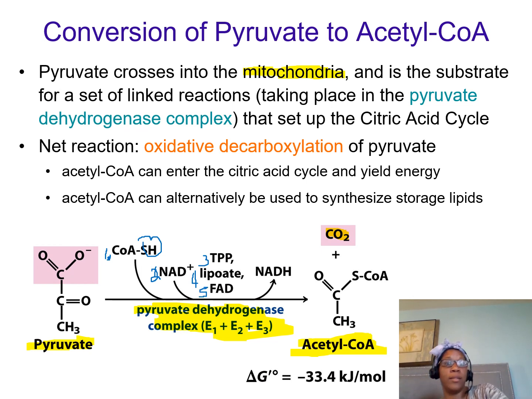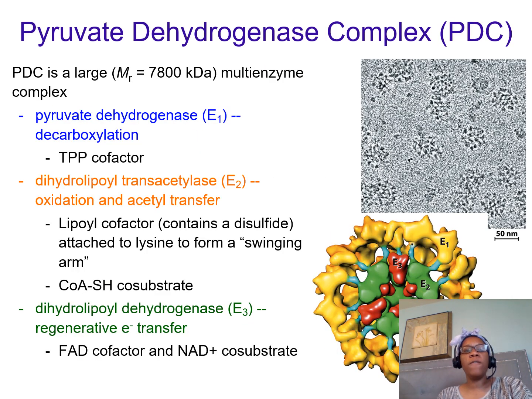So it doesn't seem like a lot is going on. You're just going from pyruvate to acetyl-CoA, but it's a very complex set of reactions utilizing 3 different enzymes and 5 different coenzymes. And so we'll go over each of those individually. How do we get from pyruvate to acetyl-CoA? We utilize a pyruvate dehydrogenase complex. It's a complex of 3 different enzymes with many different copies.